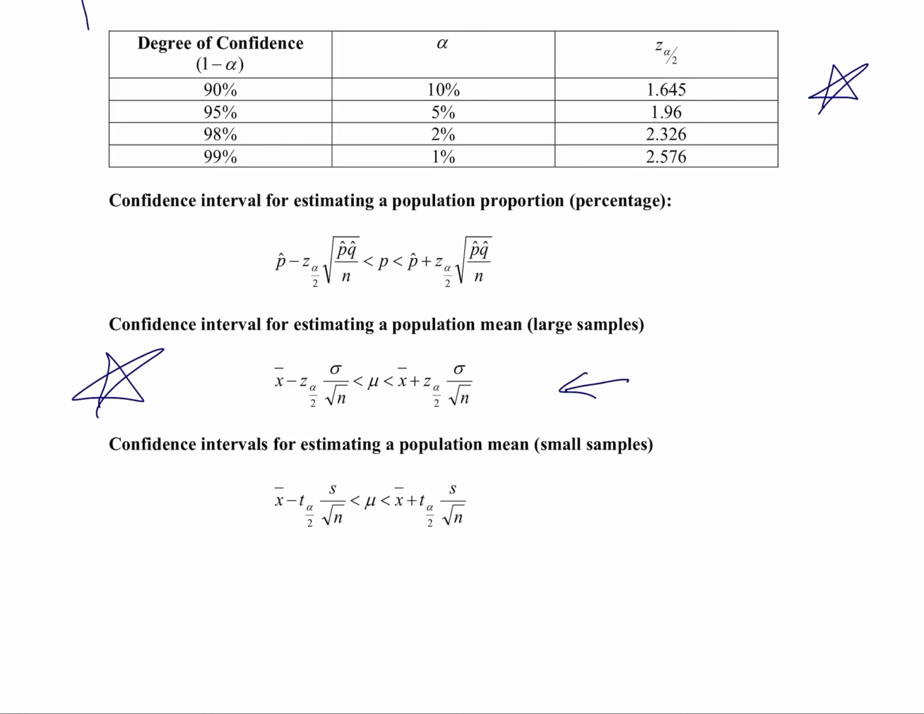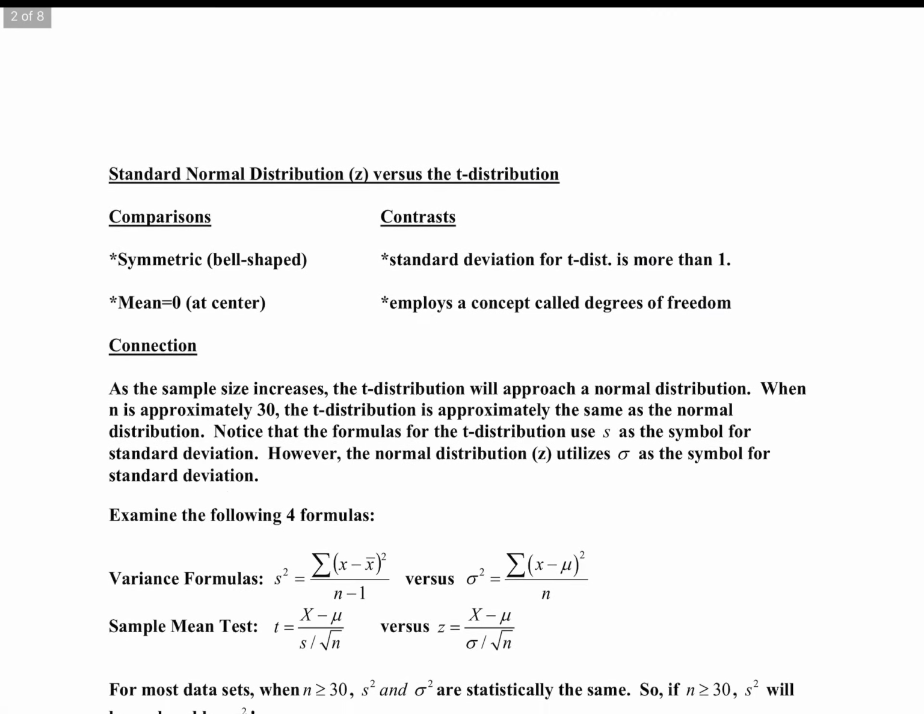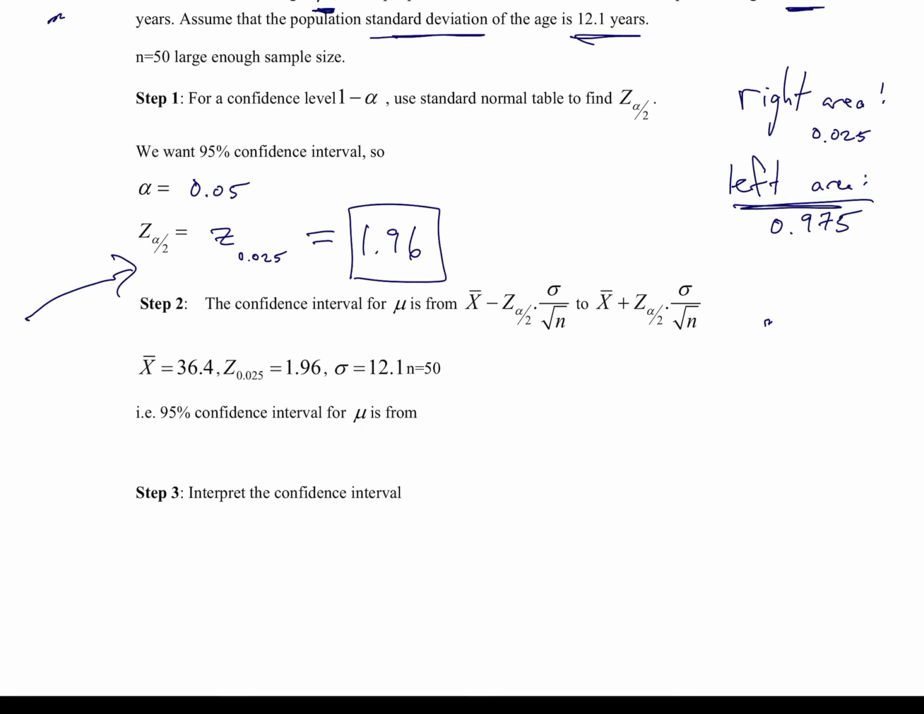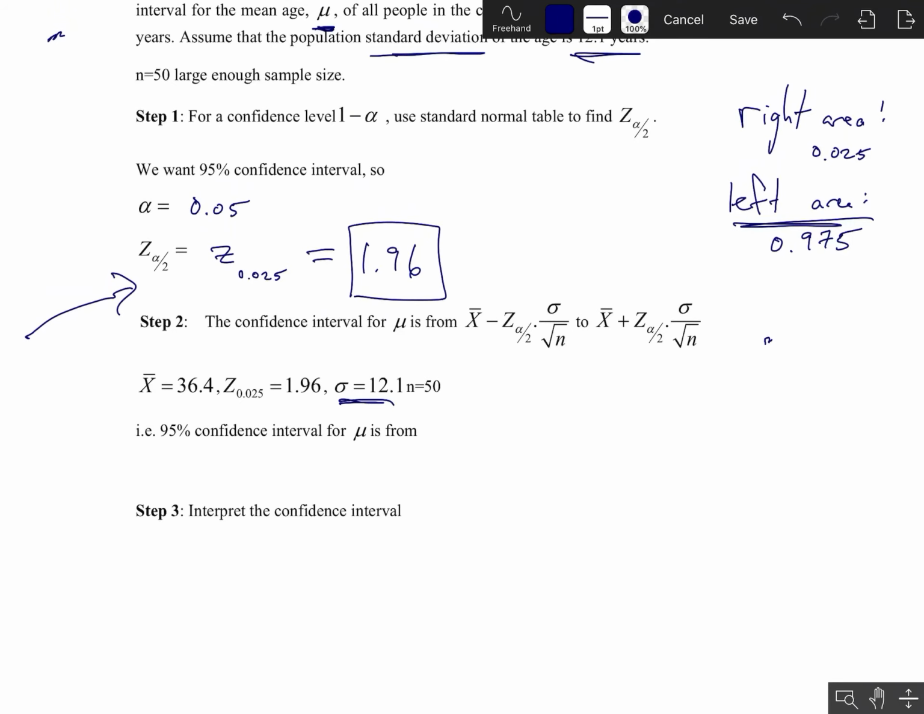This starred formula is the one that tells you the confidence interval. It'll be that mu lives between this left endpoint and this right endpoint. So that will be the confidence interval that we write down, but now we know all of the individual pieces that we need for the confidence interval. So we know that x bar, the sample mean, is 36.4. We know that z sub alpha over 2 in this case is 1.96. And we know sigma and n. Remember, sigma here is the population standard deviation, and n was our sample size.